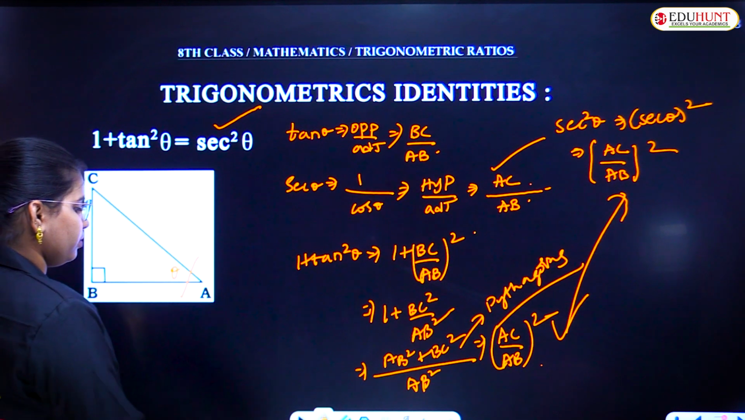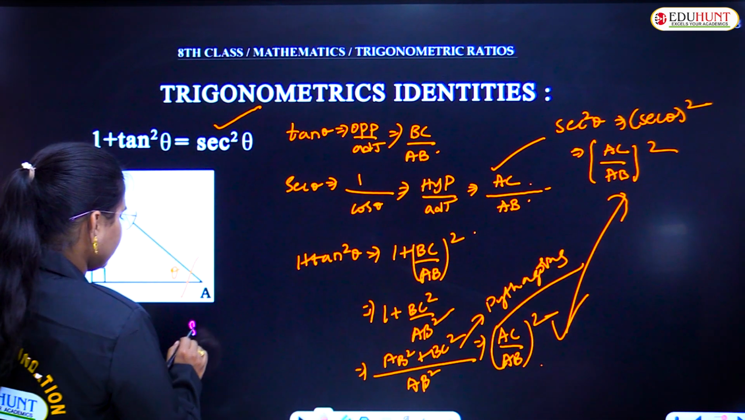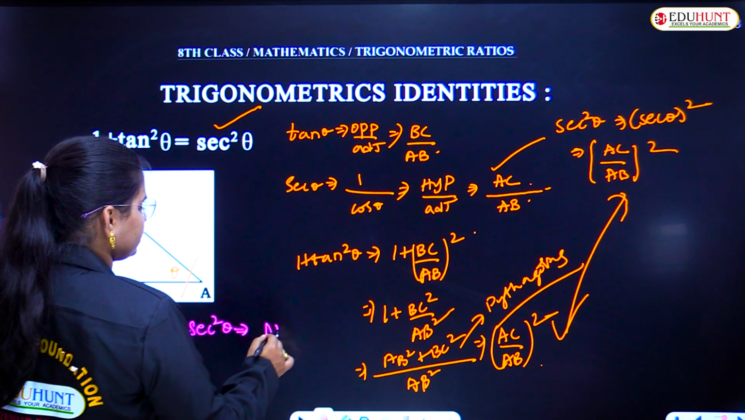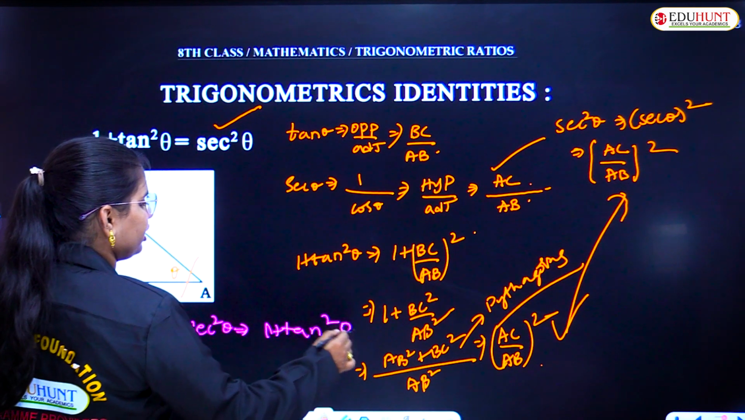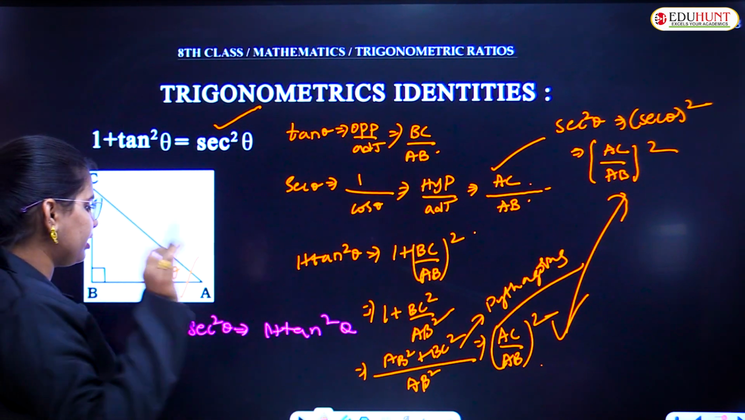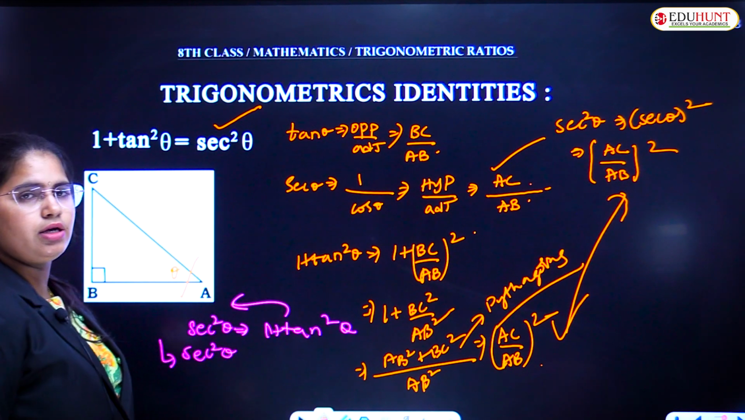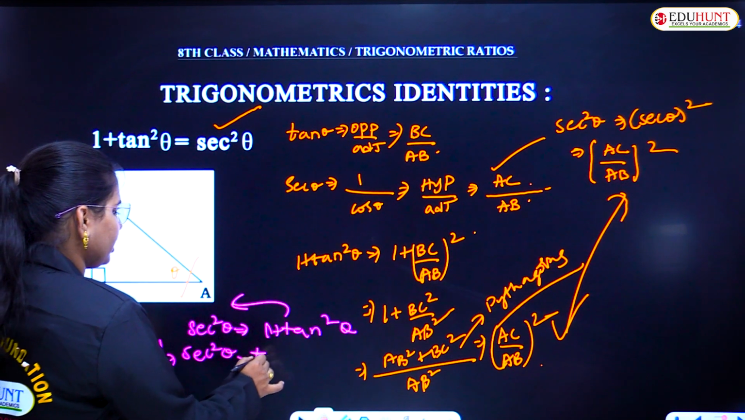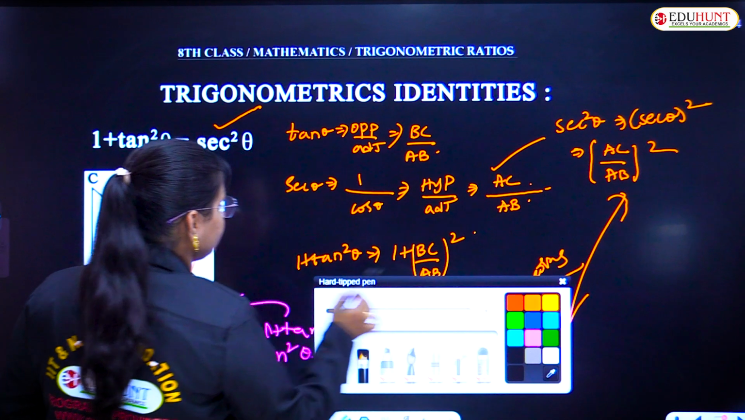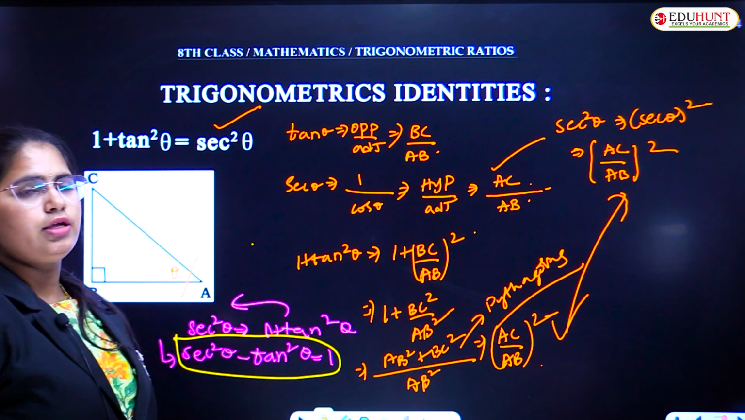So from those equations, what I have proved is secant square theta is equal to 1 plus tan square theta. I can rewrite this equation by transposing tan square theta. What will you get? Secant square theta minus tan square theta is equal to 1. This is the next trigonometric identity I have formed: secant square theta minus tan square theta is equal to 1.